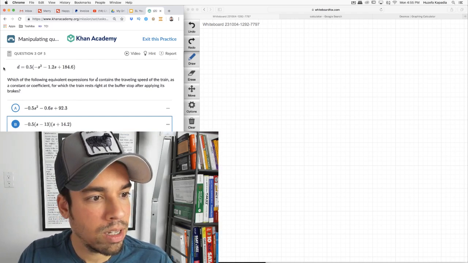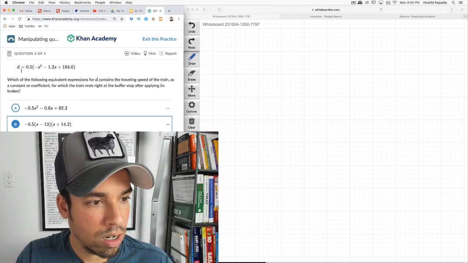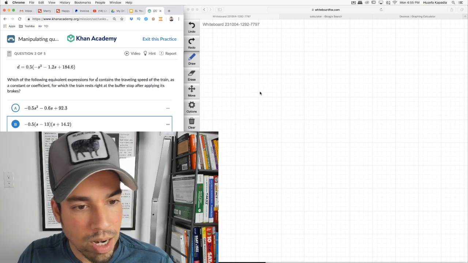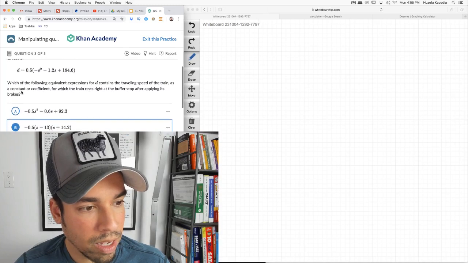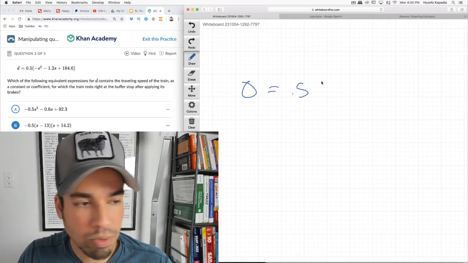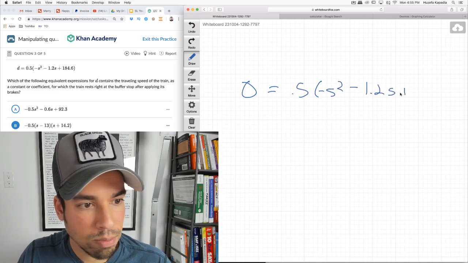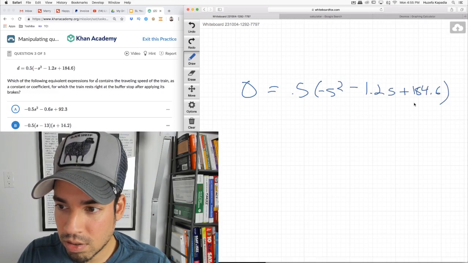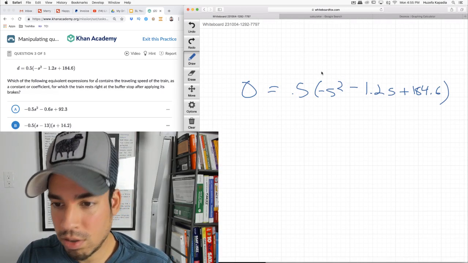Okay, so they're basically saying we want to see the value of s where d is 0, because it's right at the buffer stop. D is supposed to be the distance to the buffer stop. And so we're saying d equals 0 equals 0.5 times all of this stuff minus 1.2s plus 184.6, okay? Since we're setting it equal to 0, we want to factor this.